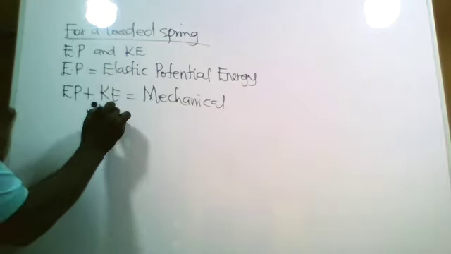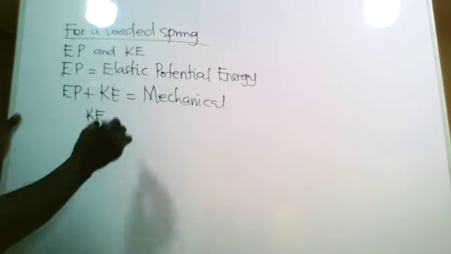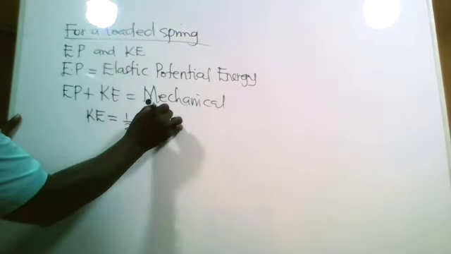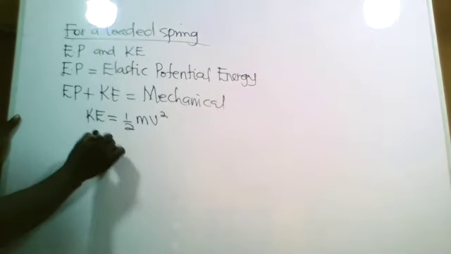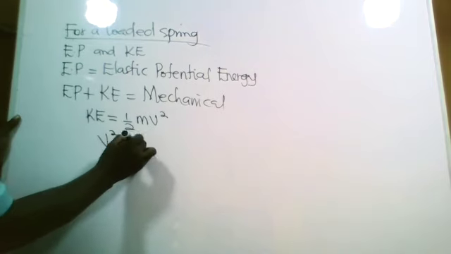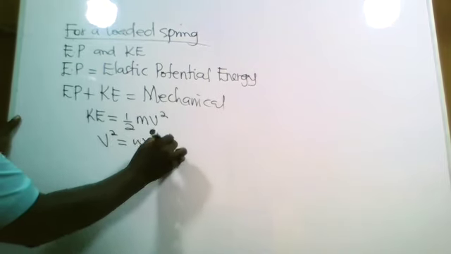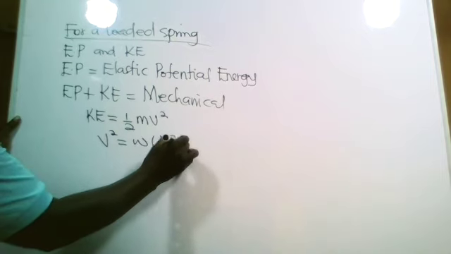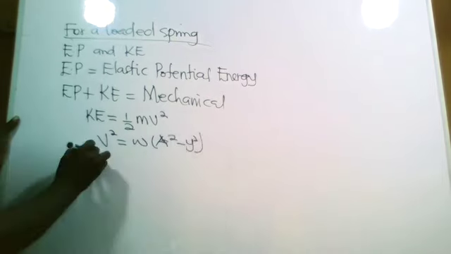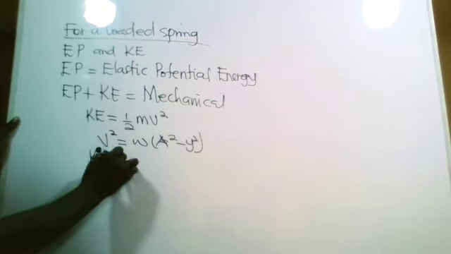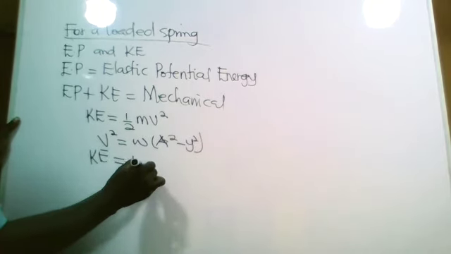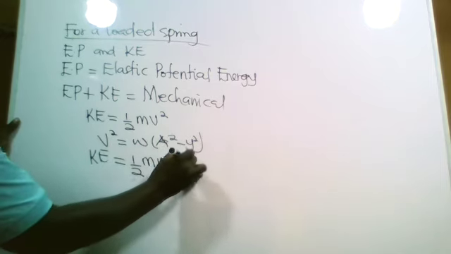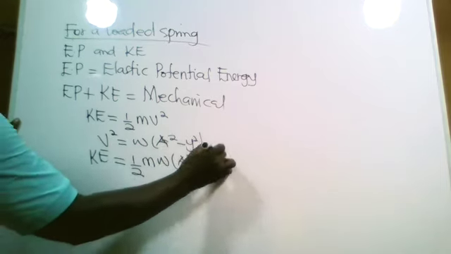Kinetic energy. The expression for the kinetic energy is still half mv squared. However, v squared is equal to omega squared times A squared minus y squared, where capital A is the amplitude. So when we substitute this, we have half m omega squared (A squared minus y squared).